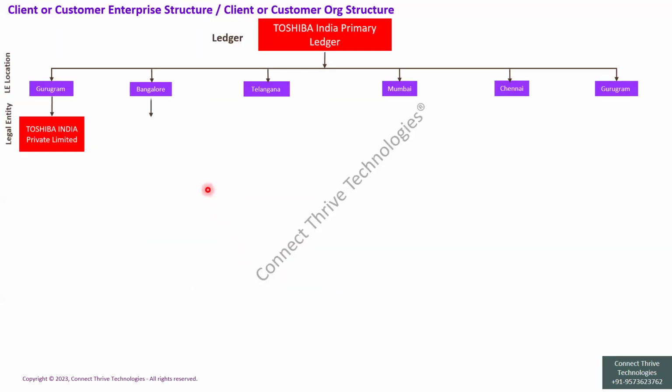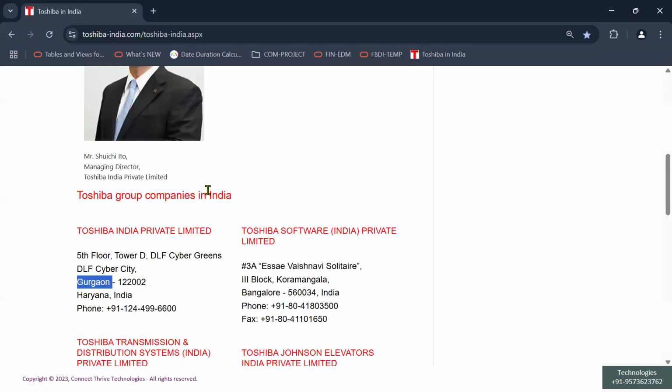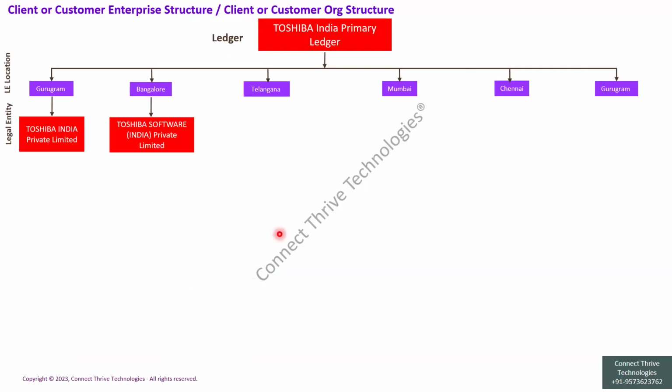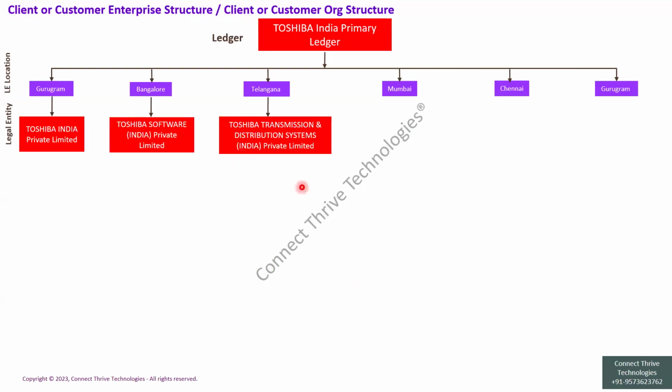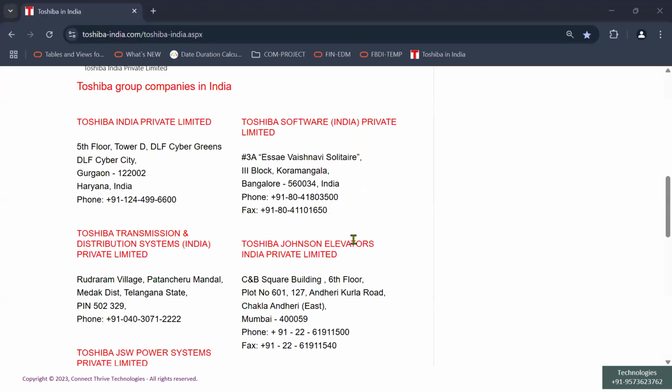Next, we have Bangalore, Toshiba Software India Private Limited. This is the one. And next we have Telangana, so in Hyderabad, Toshiba Transmission Distribution Systems. That is there here, Medak Patancheru. Next, Mumbai, we have Johnson Elevators. It is there in Mumbai.